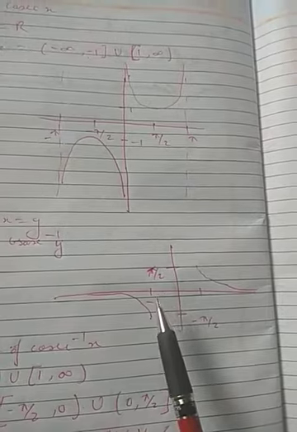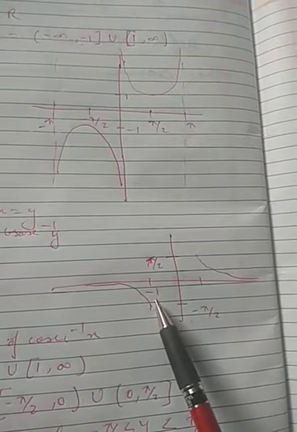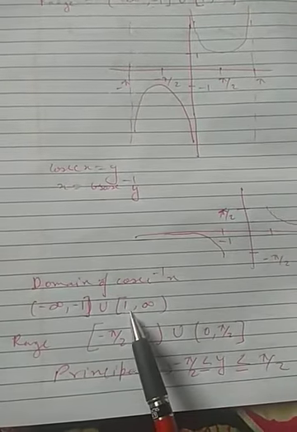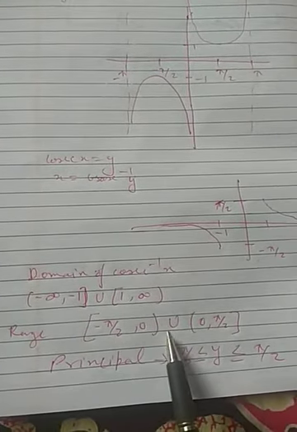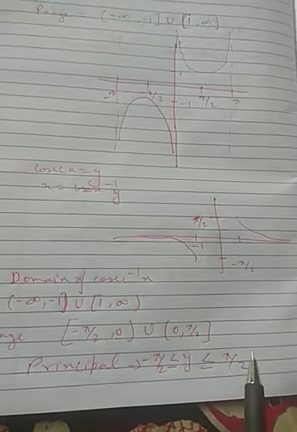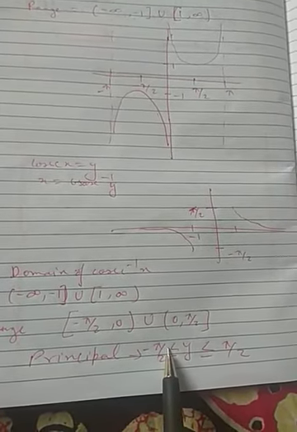Minus pi by 2 and pi by 2, and 1 and minus 1. The domain of the function cosec inverse is minus infinity to minus 1, union 1 to infinity, and the range will be minus pi by 2 to 0 and union 0 to pi by 2. The principal solution will be minus pi by 2 less than or equal to y less than or equal to pi by 2. Next we will discuss some example questions in the next lecture.